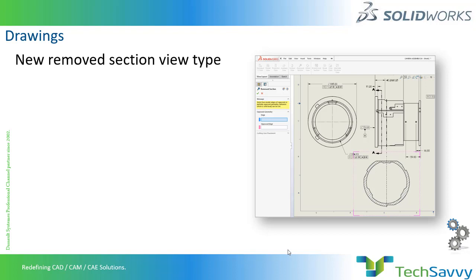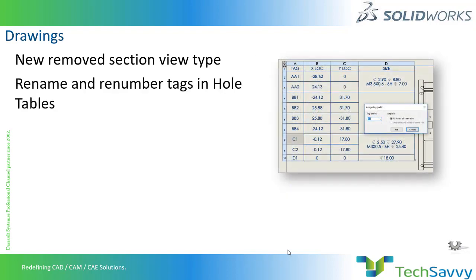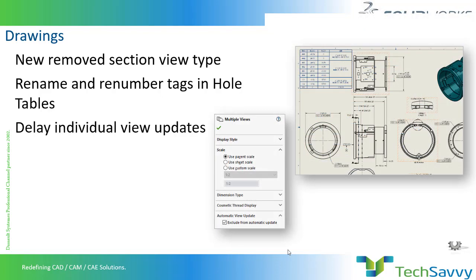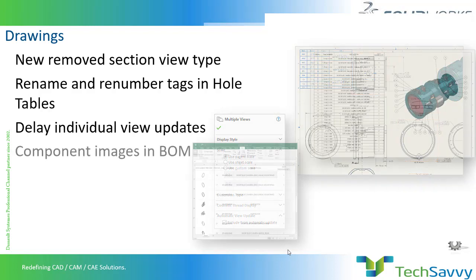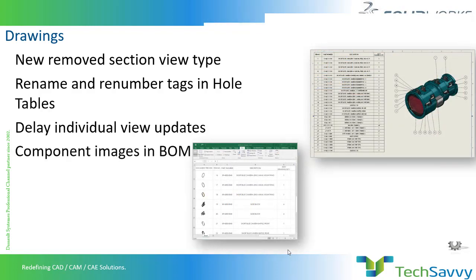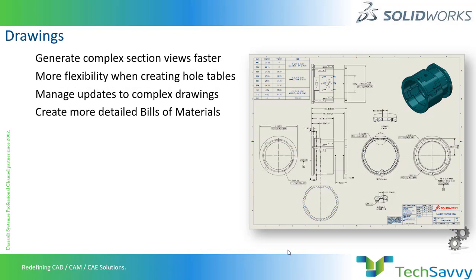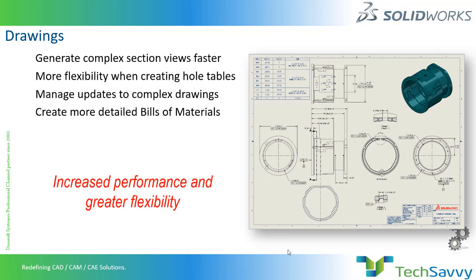So inside drawing, we can now remove the section view type, we have a new remove section utility. We have renaming and renumbering of the tag hole tables. We can delay the individual view updates. Not only that, we have component images inside our BOM, and when I export that BOM to an Excel sheet, the images also get exported into the Excel sheet. So these are a few features inside drawing which increase my performance and give greater flexibility.